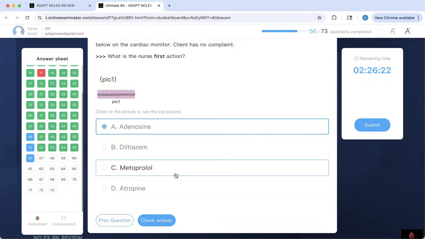Adenosine is your best answer. Even though diltiazem and metoprolol will work, they are not the best choice. Atropine will speed up the heart. It's not good.